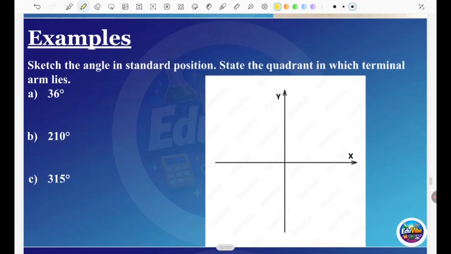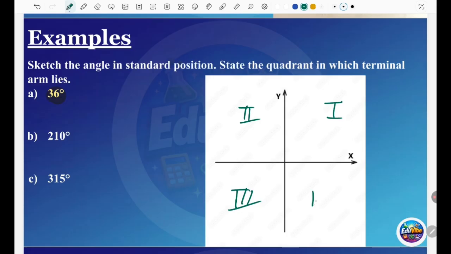Next we have an example for the standard position. Firstly, we have 36 degrees. When we get any angle, any theta, we first have to know which quadrant it lies in. Roughly, this is the first, this is the second, this is the third, and this is the fourth. From 0 degrees up to 90 degrees, all angles are in quadrant 1.